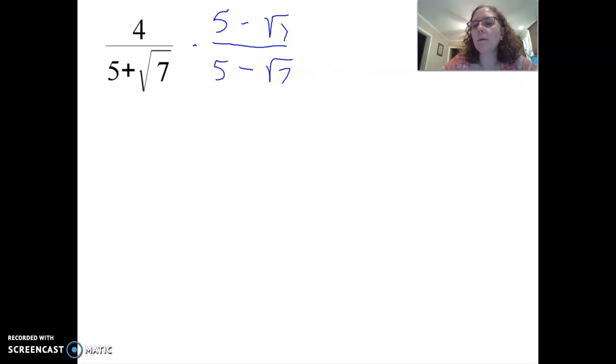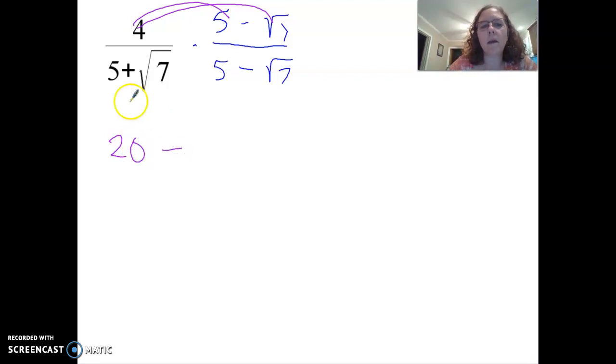Well, in the numerator, I'm going to need to distribute that 4 because I have two things, right? So I'm going to have to distribute 4 times 5 is 20. And then I'm going to distribute the 4 over here. 4 times the square root of 7 is just 4 square root of 7, right? Because remember, this one is outside the square root. This one is inside the square root, so you can't put them together. Okay, now let's see what happens in the denominator.